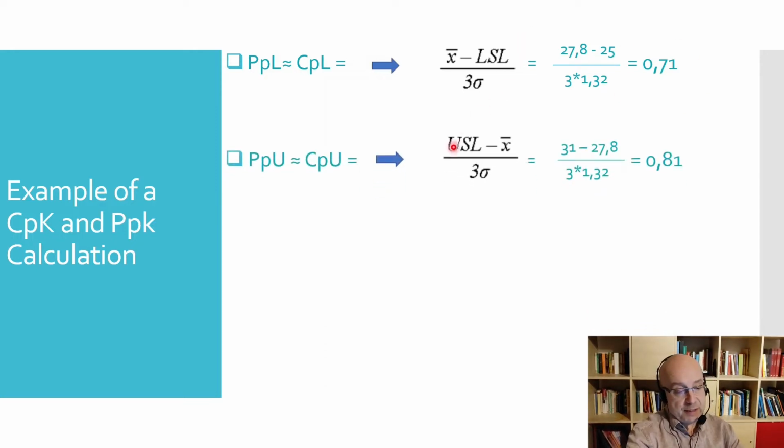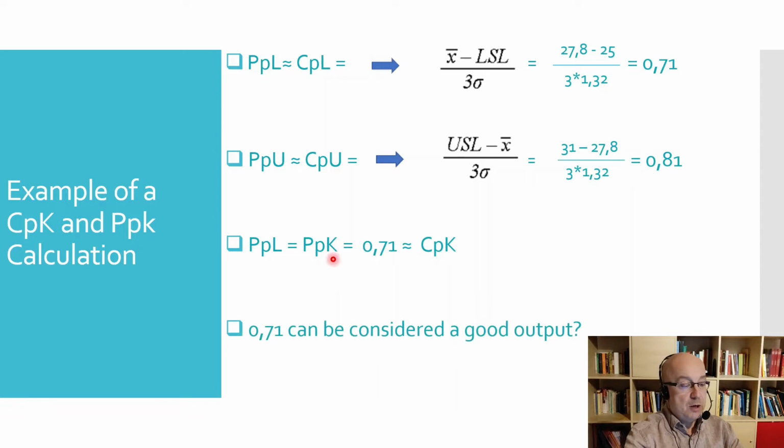We can make the same calculation for PPU, the same process applies. The only difference is that instead of USL, we put the value 31, and we get a PPU value of 0.81. So at the end, the lower value between the two is 0.71. So PPL is 0.71, and in this case, 0.71 is also the Ppk, and we can say that the Cpk is more or less the same value.